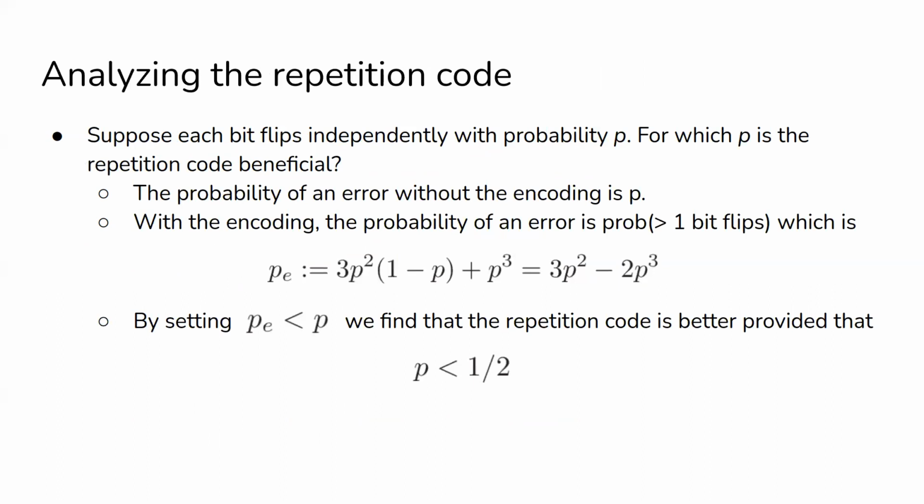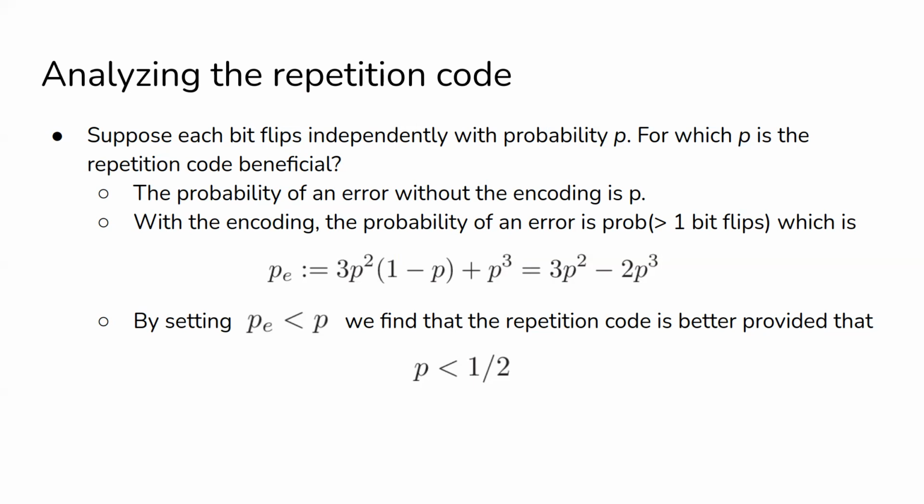And so here's the sort of analysis. The thing you need to do is count how many ways there are for at least 2 bits to flip. If at least 2 bits flip, then the majority vote gets the answer wrong; we'll map it to the other bit. So to count that, it's a simple counting problem. The answer is 3p squared times (1 minus p). That's how many ways there are for 2 bits to flip. And then for all 3 bits to flip, it's p cubed.